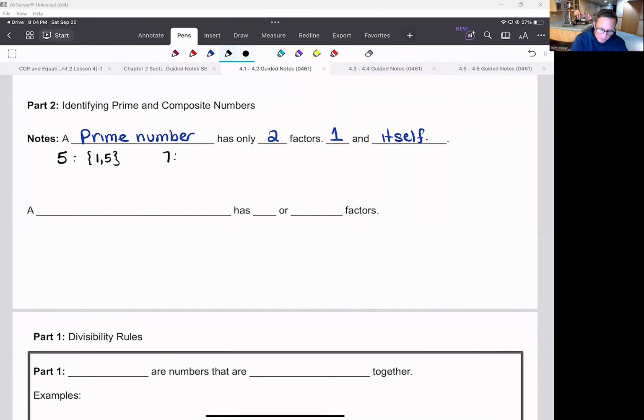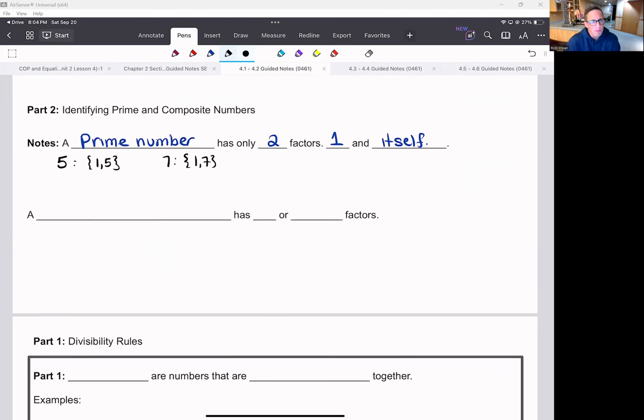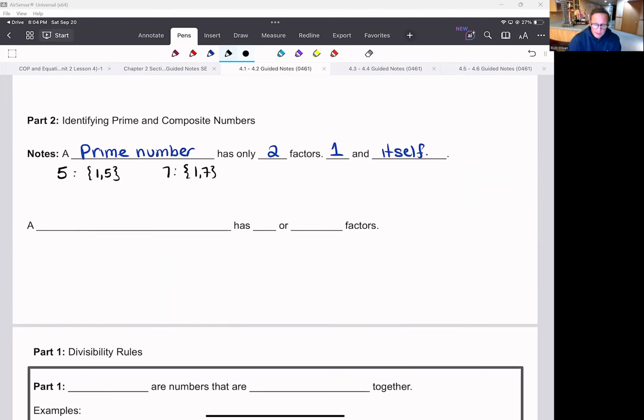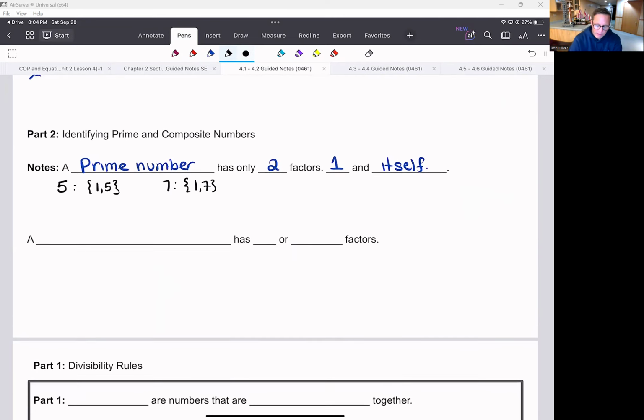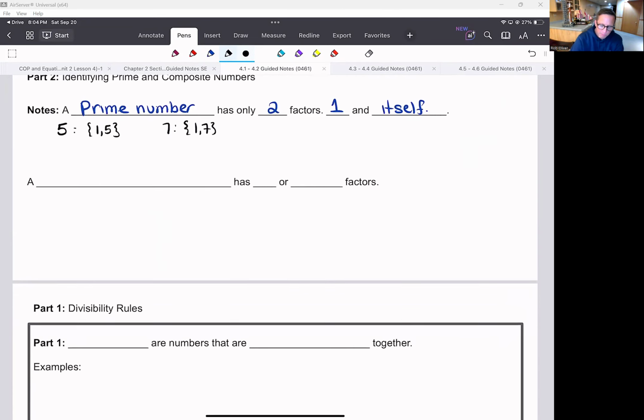7 is prime. It's only divisible by 1 and 7. I cannot think of another multiplication problem that makes 7, but we can think of one that has perhaps decimals in it, but that doesn't count. Factors have to be whole numbers. They have to be integers, they cannot be decimals or mixed numbers or fractions, right?